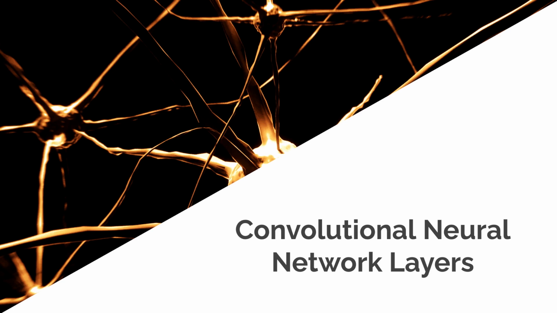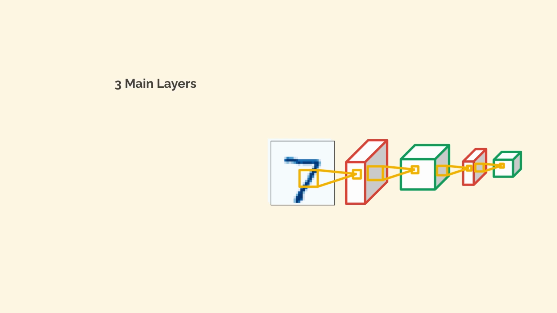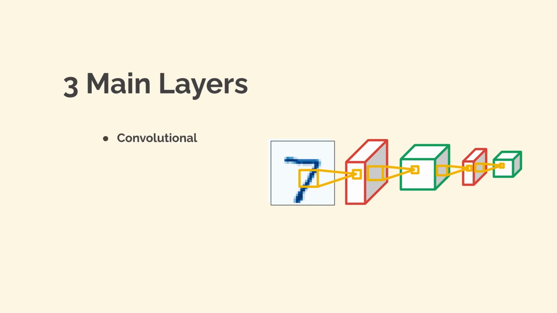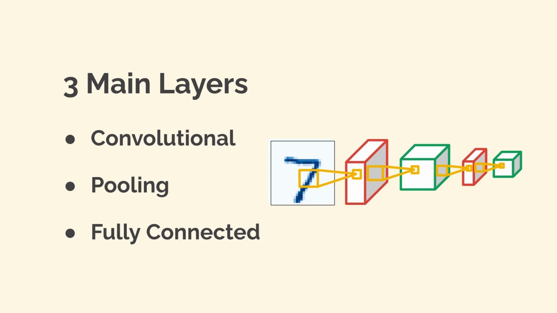What are the layers of a typical convolutional neural network? Then after that, we're going to dive into specifically each layer that we're going to build. But first, starting off, let's talk about the three main layers of a convolutional neural network. First, you have the convolutional layer, which gives the network its name. Then you have a pooling layer and a fully connected layer.